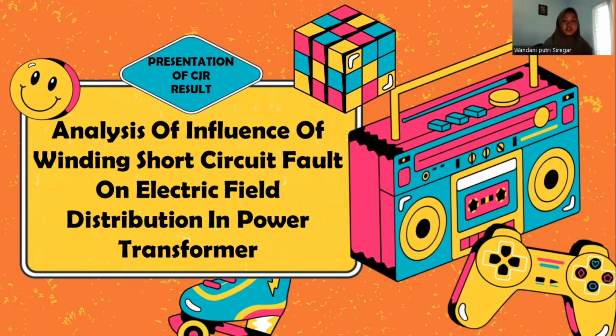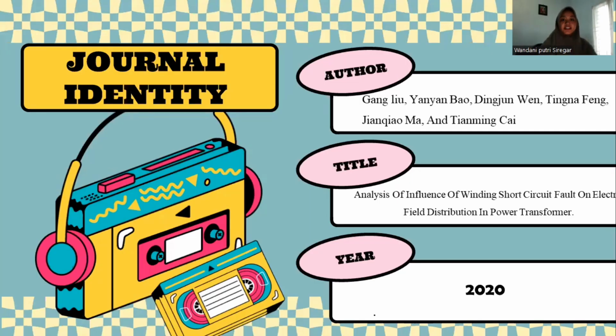Presentation of critical journal review result in the title Analysis of Influence of Winding Short Circuit Fault on Electric Field Distribution in Power Transformer. Journal Identity. Authors: Gang Liu, Yan Bao, Ding Jianwen, Ting Na Feng, Jian Qiaoma, and Tianming Chai. Title: Analysis of Influence of Winding Short Circuit Fault on Electric Field Distribution in the Power Transformer.